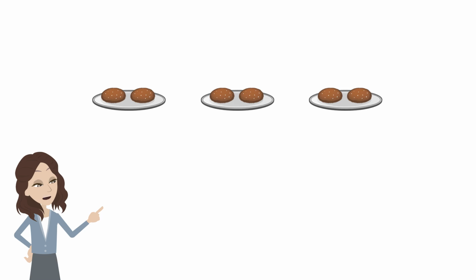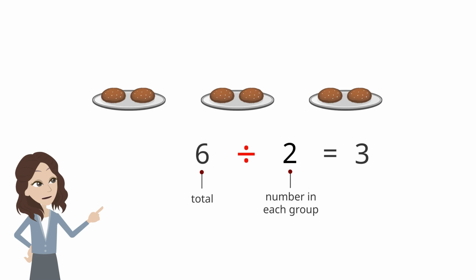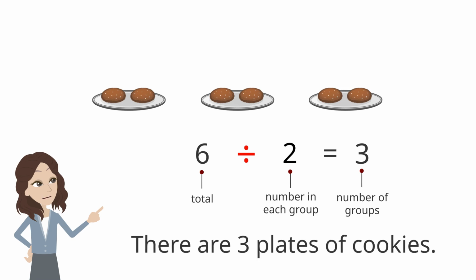6 cookies divided into equal groups of 2 gives us 3 groups. So, we write this as 6 divided by 2 is equal to 3, where 6 is the total number of cookies, 2 is the number in each equal group, and 3 is the number of groups. 6 cookies divided into plates of 2 cookies gives us 3 plates. So, there are 3 plates of cookies.